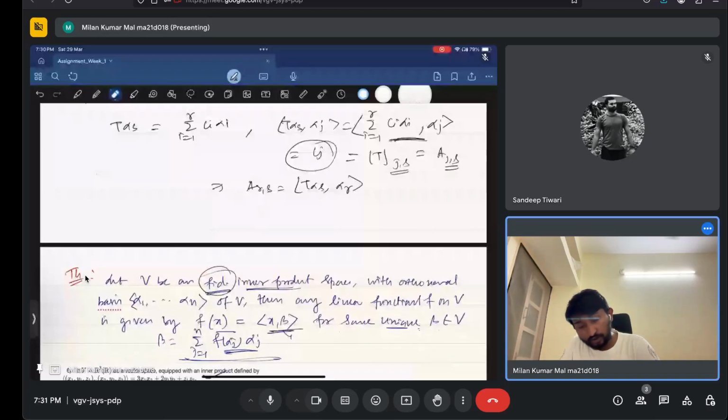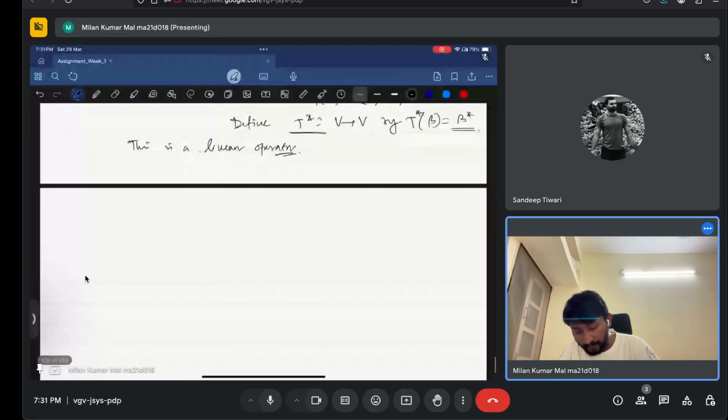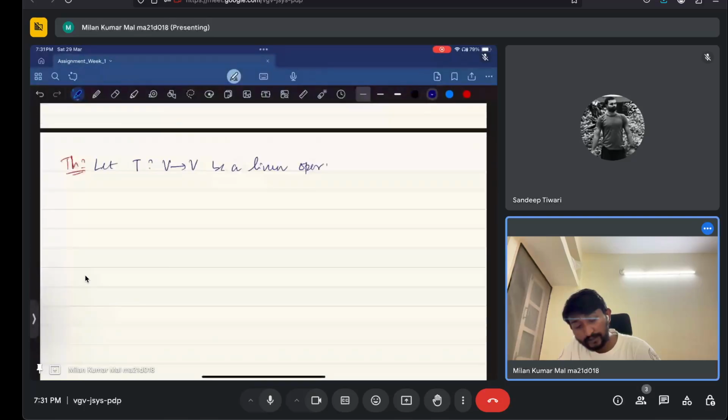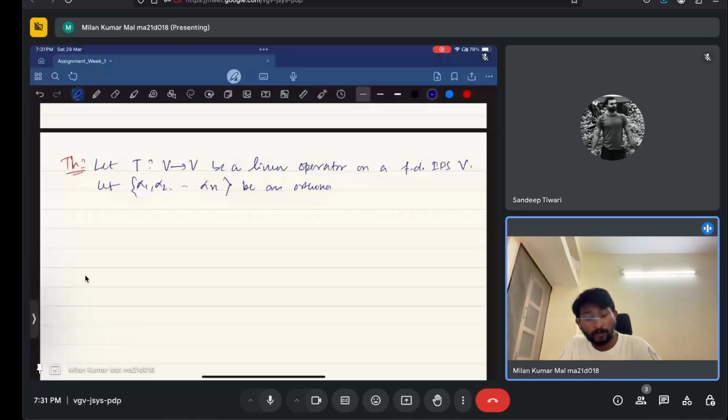So now the matrix. The theorem is that: let T from V to V be a linear operator on a finite dimensional inner product space V. Let alpha 1, alpha 2, up to alpha n be an orthonormal basis of V.